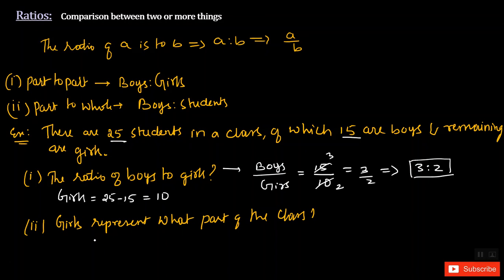Another is, girls represent what part of the class. We know that there are a total of 10 girls and the total students in the class are 25. So this is equivalent to 2 by 5. So girls represent 2 by 5 part of the class, right? So there are many other types of questions you may expect based on ratios and proportions. So let's see the other type as well.